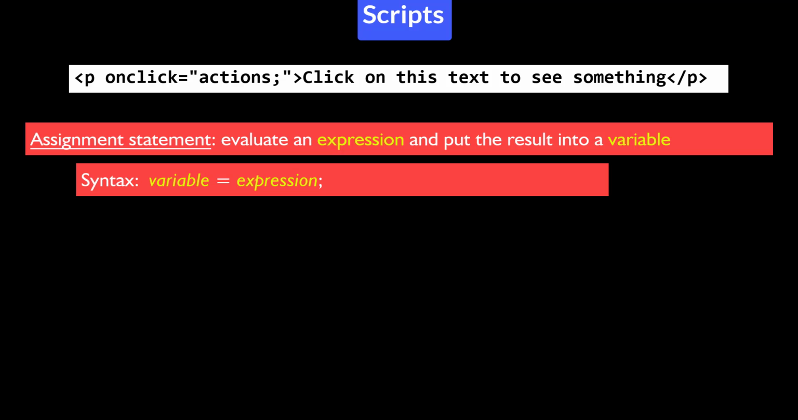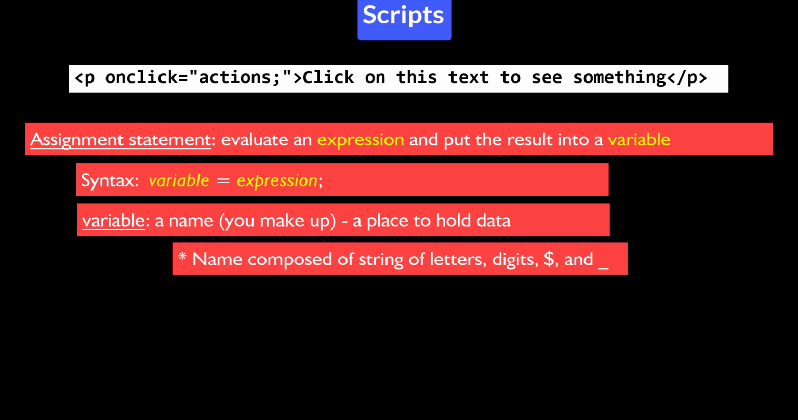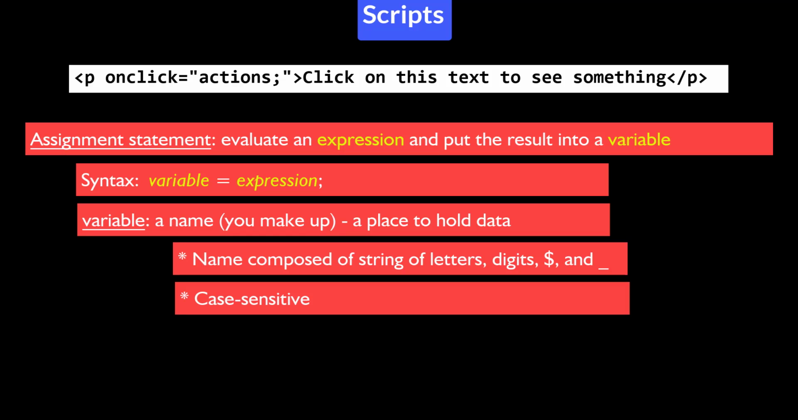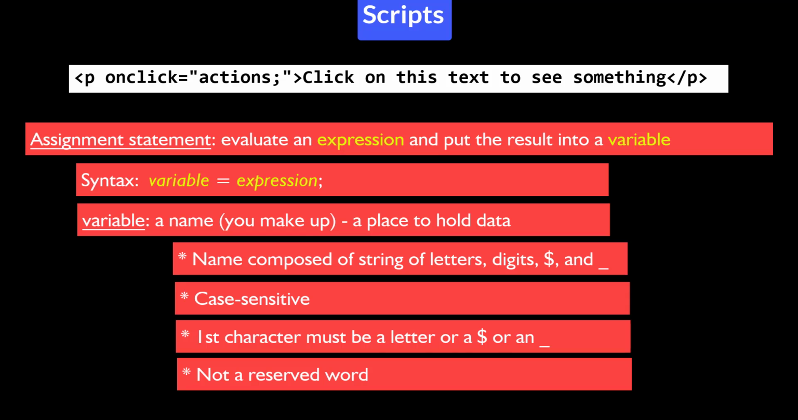So, now we have to define variables and expressions. A variable is a name you make up that is a place to hold data. The rules are: the name is composed of strings of Unicode letters, digits, the $, and the underscore character. Variable names are case sensitive. The first character of a variable name must be a letter, $, or an underscore.